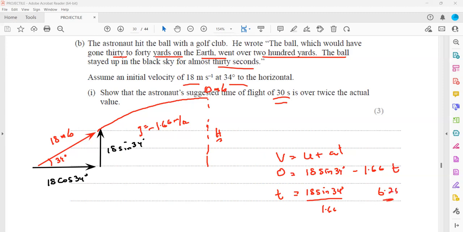If it took 6.2 seconds to reach the maximum height, how much time will it take to return back? The same 6.2 seconds. So what will be the total time of the flight? The total time of the flight will be 12.4 seconds. As you can see, we have to show that the suggested time of flight of 30 seconds is more than double the actual value. Actually, it will take 12.4 seconds, but 30 seconds is more than double the actual value. So it will take about 12.4 seconds to land back on the surface of the Moon.